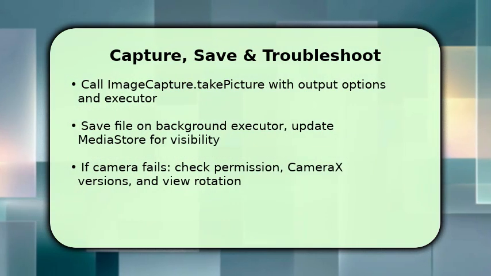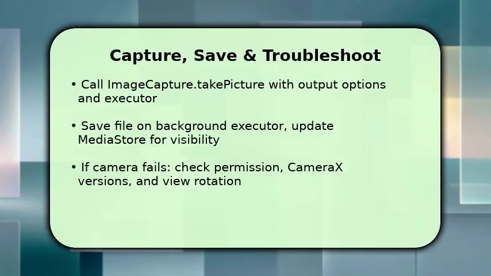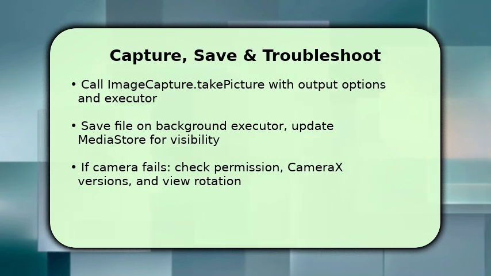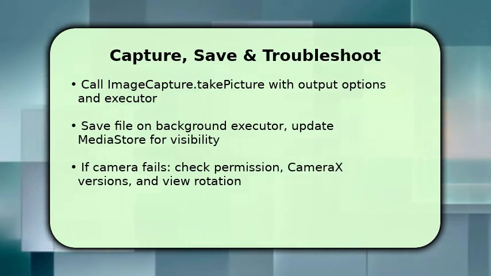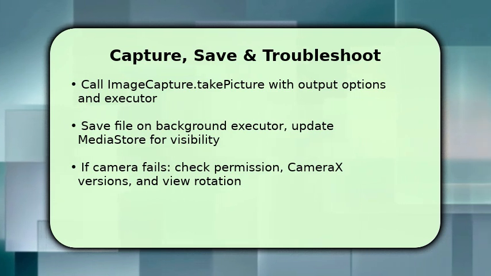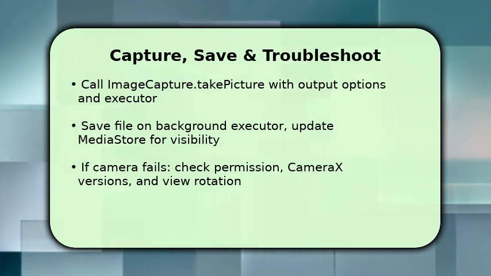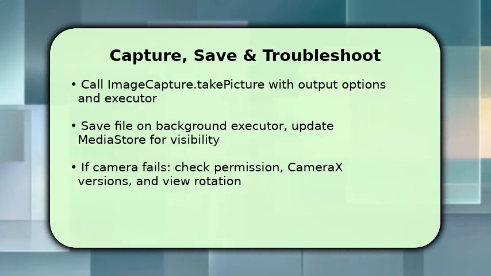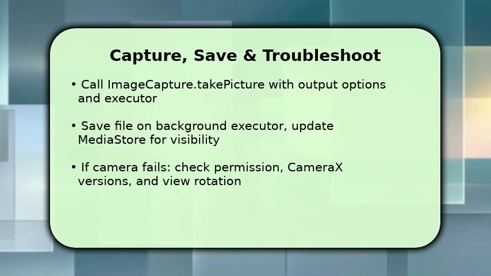You finish by invoking image capture. Take picture with proper output file options and a background executor. When the callback returns success, save or insert the image into MediaStore and update the UI. Make sure to handle orientation by applying target rotation or rotating the bitmap if needed, and shut down your camera executor in onDestroy.